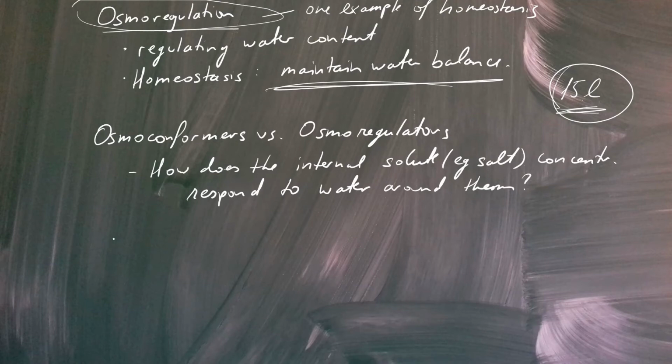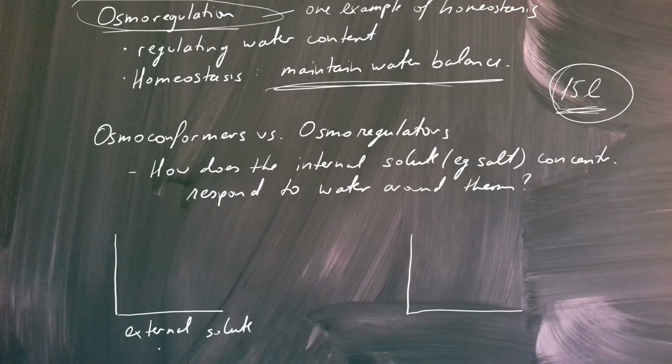I give you the following example. I'm going to give two graphs here, no numbers needed. On the x-axis we have the external solute concentration, like in the water where the fish is swimming. Same here, external solute concentration. Again, solute, that's the salt, for example, like in salt water. And the question is: what about the internal one? Internal solute concentration inside the cell.